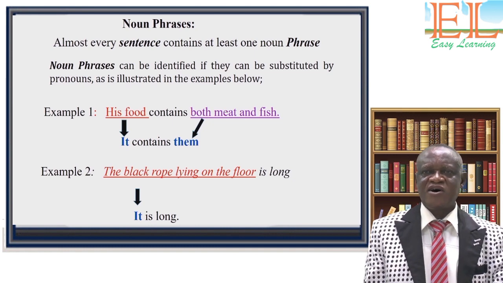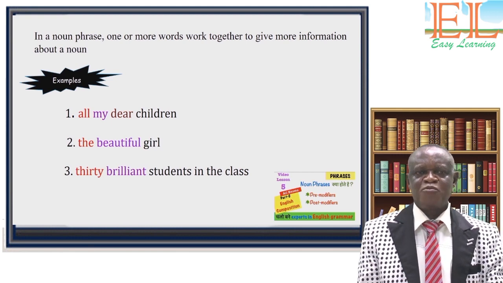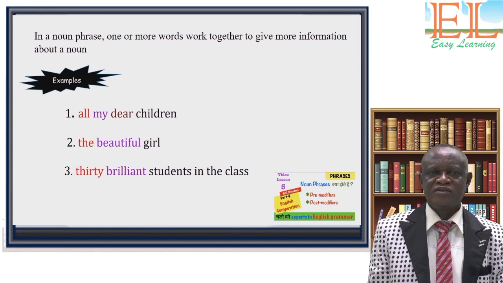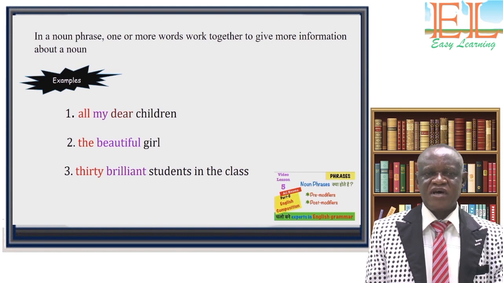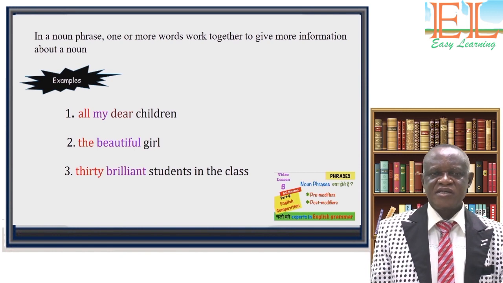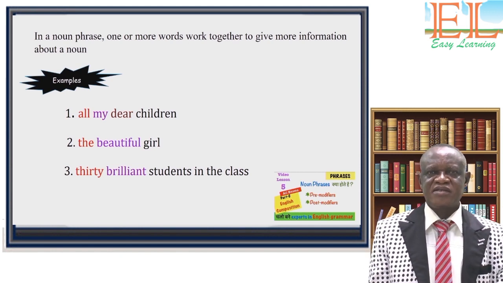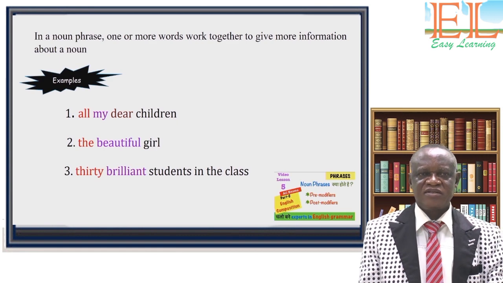We have realized that in a noun phrase, one or more words work together to give more information about a noun. Examples. All my dear children. Here we have these words, all, my, and dear, working together to give information about children. Then we have the beautiful girl. The and beautiful, giving information about girl. Thirty brilliant students in the class. We have thirty and we have brilliant, providing information about the noun students.